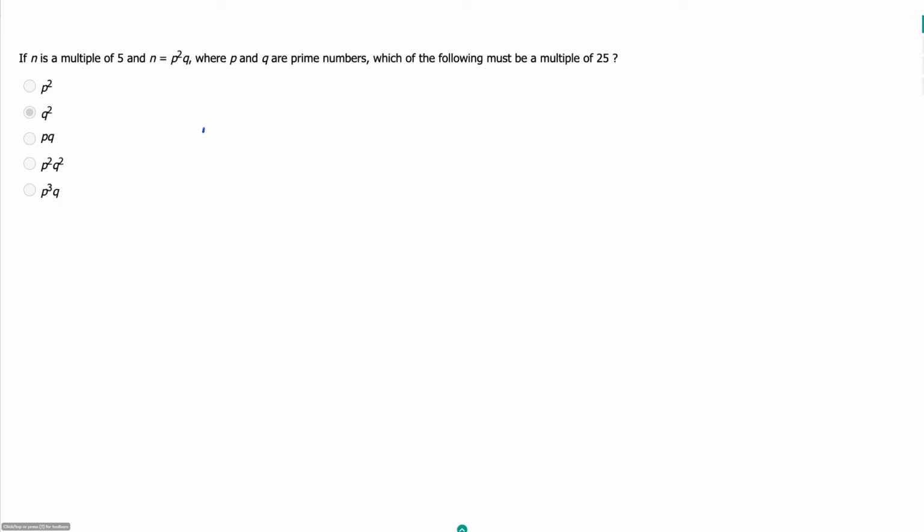So we've got this equation here that n is equal to p squared times q. So we can write that as p times p times q. So we sort of have three terms here that we are multiplying together. And we want to know which of the following has to be a multiple of 25. And we have a combination of p's and q's in our answer choices. So what does that mean?